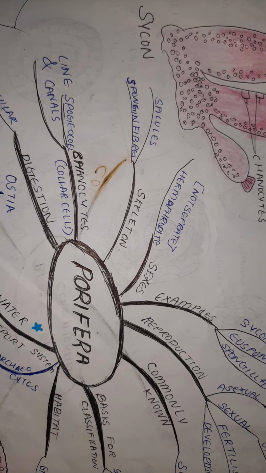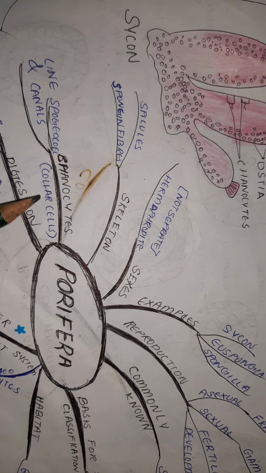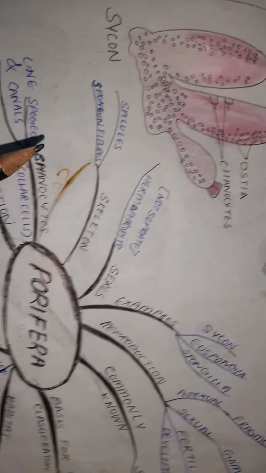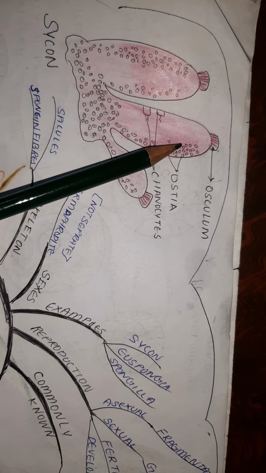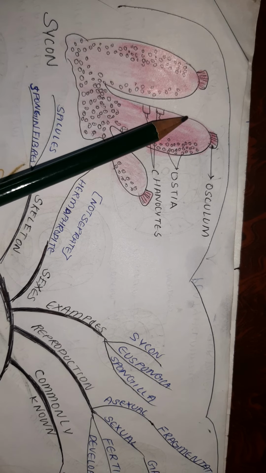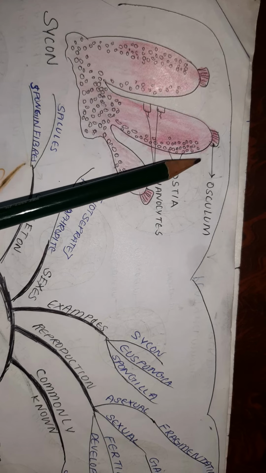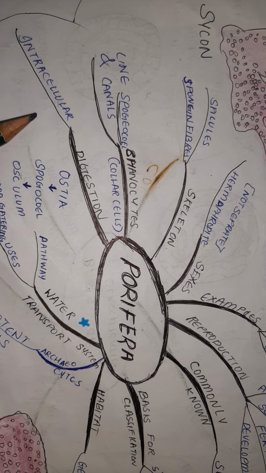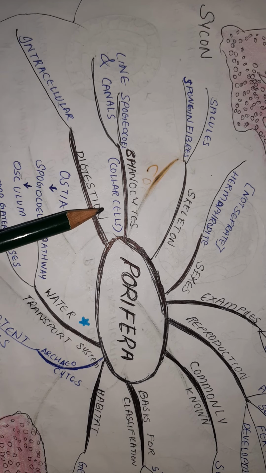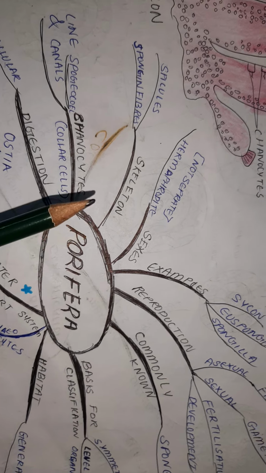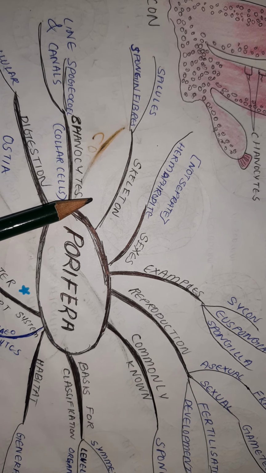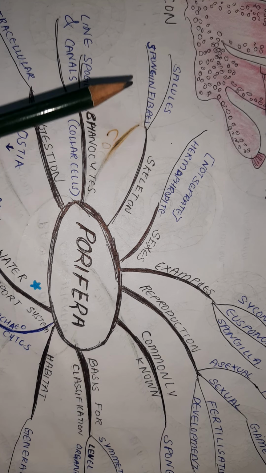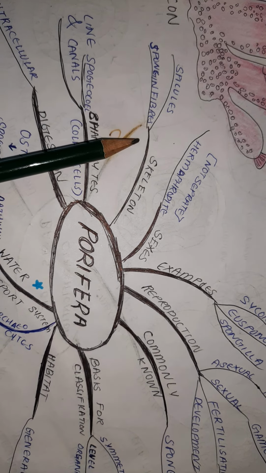Now, let's talk about choanocytes. These are the collar cells which are present on the lining of the spongocoel. These are the choanocytes. They are present all over the body of the sponge, all inside, okay? Now, when we talk about digestion, it is intracellular. Within the cell, the digestion occurs. Now, let's talk about the skeleton of a sponge. It consists of spicules and spongin fibers. It is made up of spicules and spongin fibers.